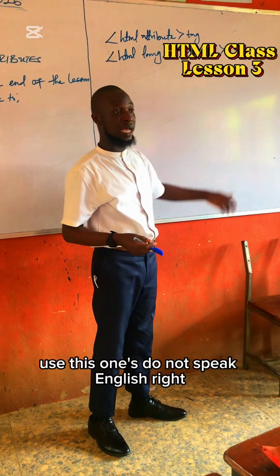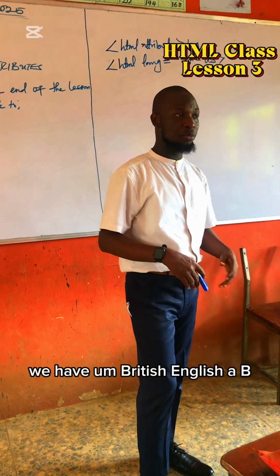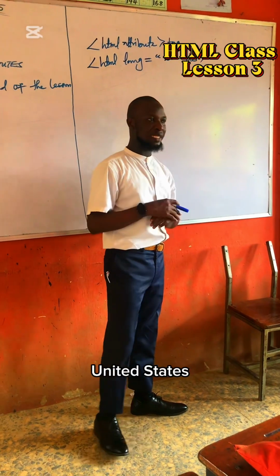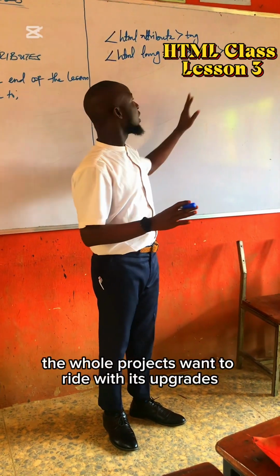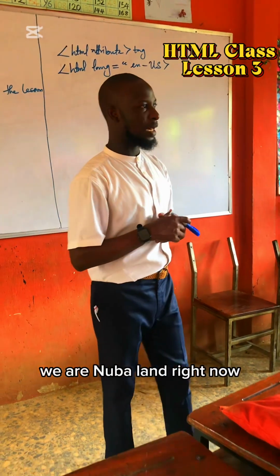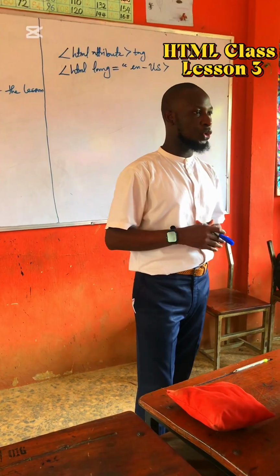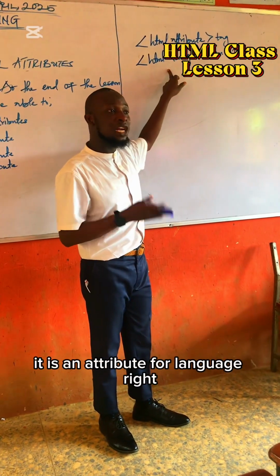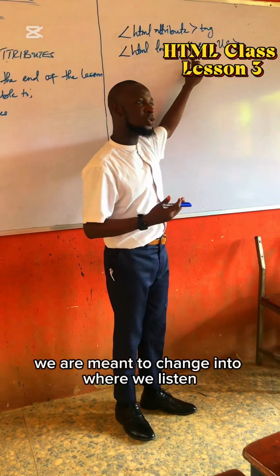This one denotes maybe English. After English, we have different types of English. We have British English, we have US. So the type of English we want to use is US, United States. So that at the end of the day, the whole project we want to write will interpret USA English. Likewise, Yoruba. We are in Yoruba land. Now we want to write a project that will interpret a Nigerian and as well a particular tribe, Yoruba. If we declare this as our language, because this is an attribute for language, so if this one is en, we are meant to change it to Yoruba.